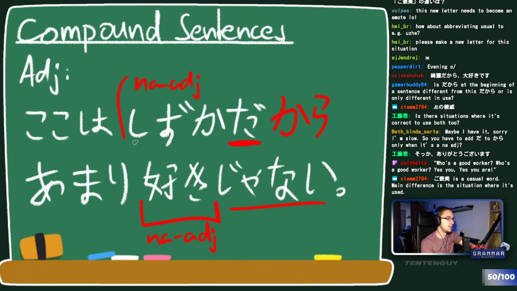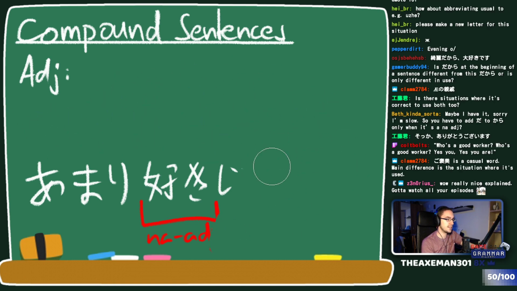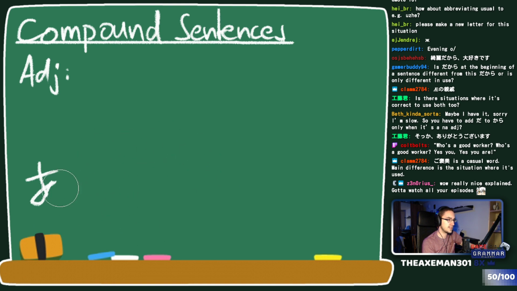ここは静かだから, it's quiet here. Because it is quiet here, あまり好きじゃない, I don't like it much. And again we have kara added to the cause and then the consequence later. Okay. Now, as far as dakara at the start of a sentence goes, it's a little like saying something in English.